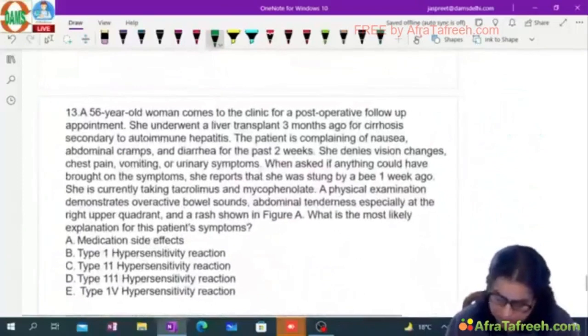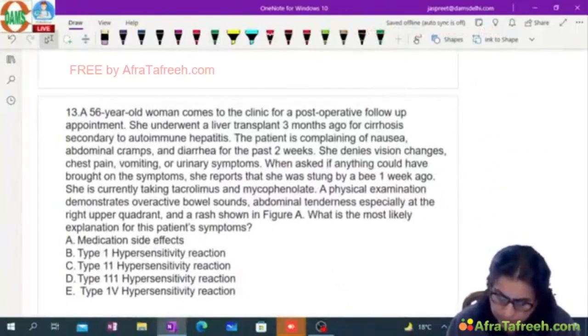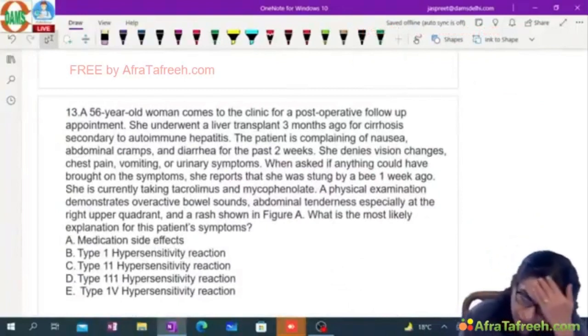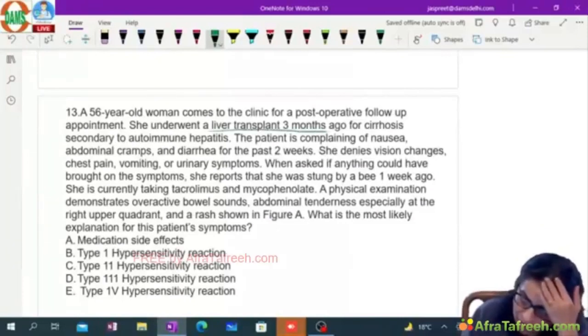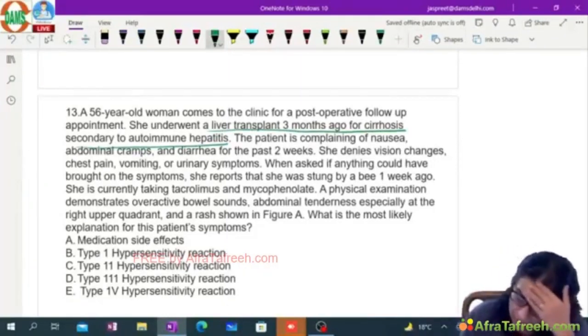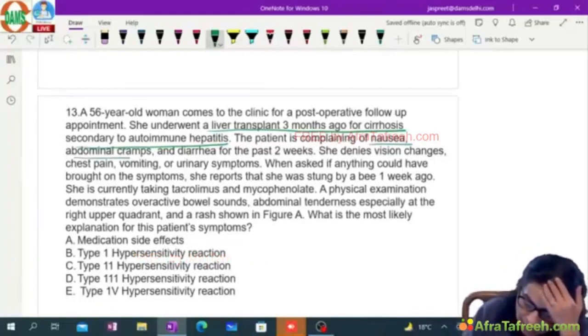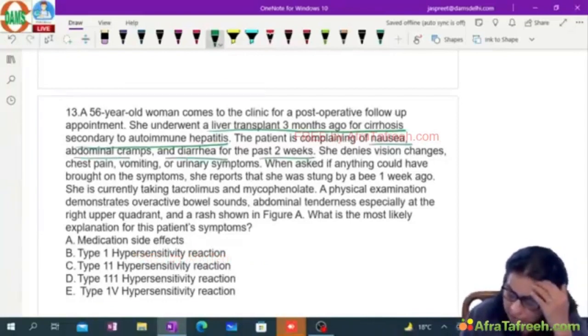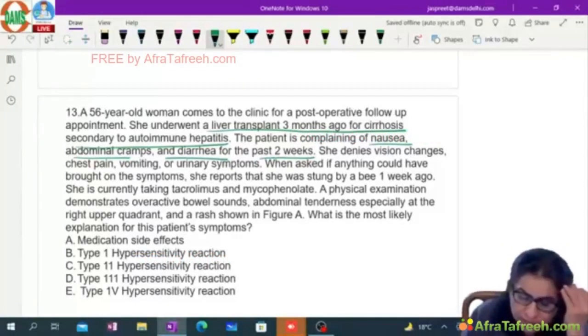Okay, now look at this. A 56-year-old woman comes to the clinic for a post-operative follow-up appointment. She had undergone a liver transplant 3 months ago for cirrhosis secondary to autoimmune hepatitis. The patient is complaining of nausea, abdominal cramps, and diarrhea for the past 2 weeks. She denies vision changes and chest pain.